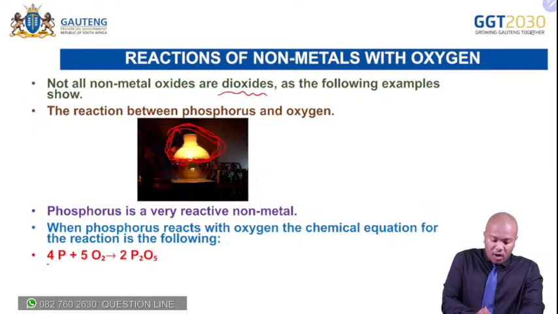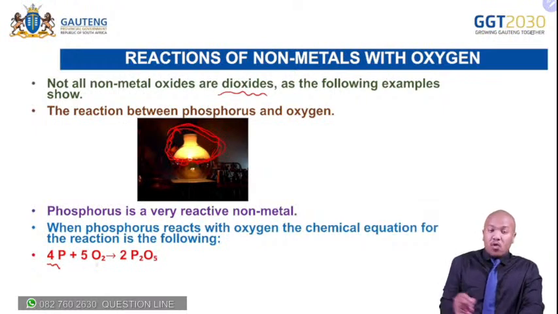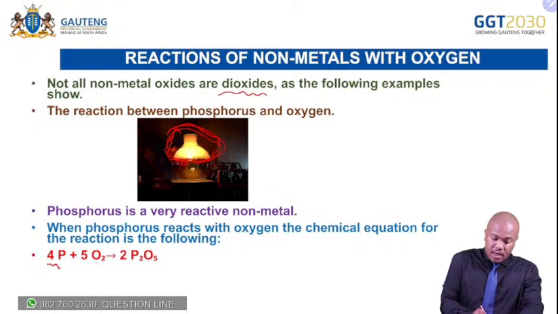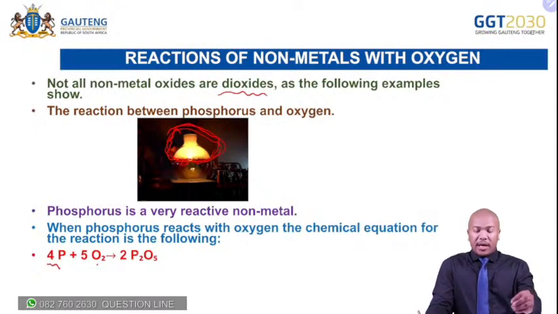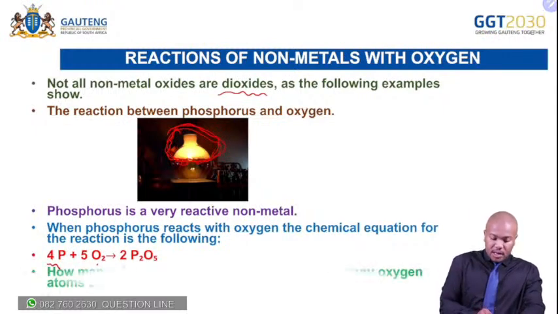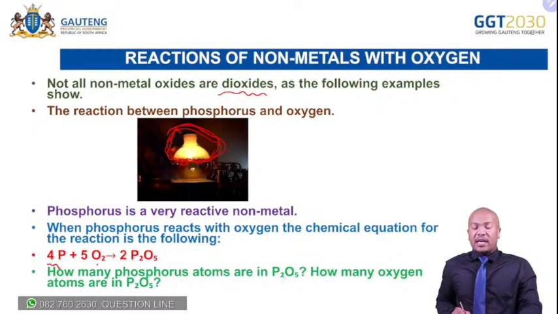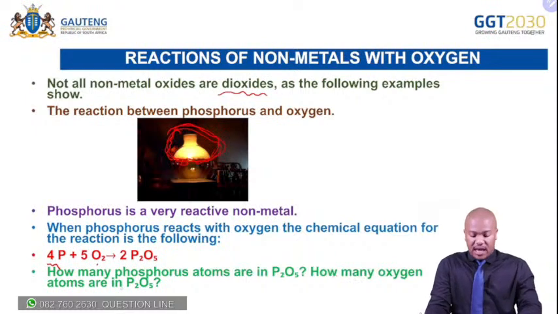We have 4P, meaning 4 phosphorus atoms, plus 5O2, meaning 5 diatomic oxygens, forming 2 phosphorus pentoxide. Right. Now I want us to count how many phosphorus atoms and how many oxygen atoms are in phosphorus pentoxide.